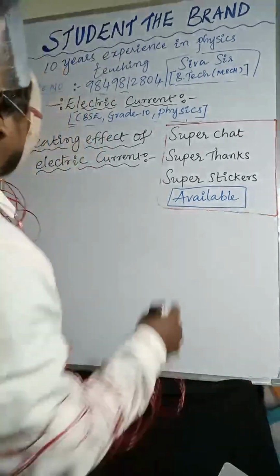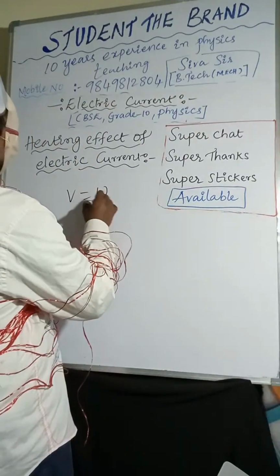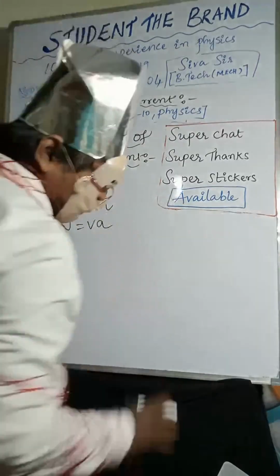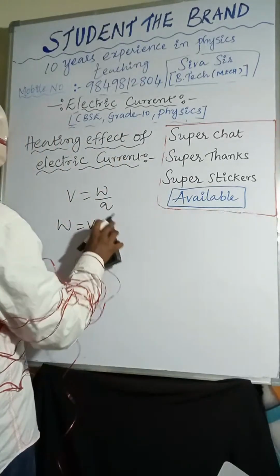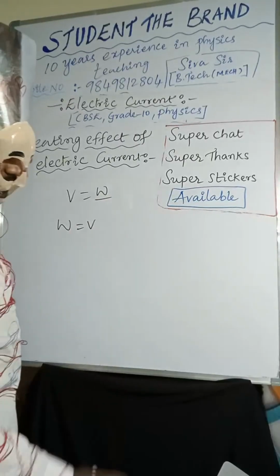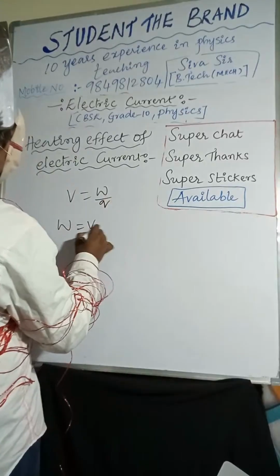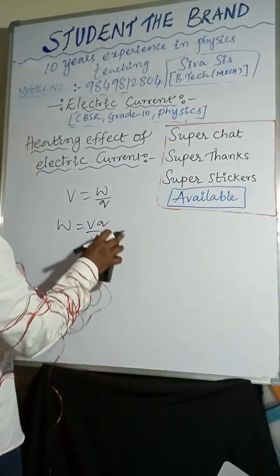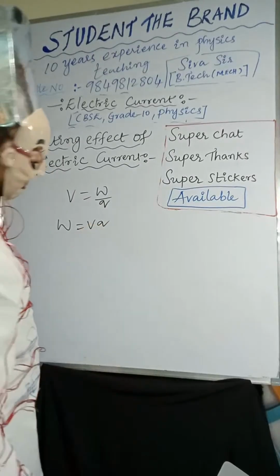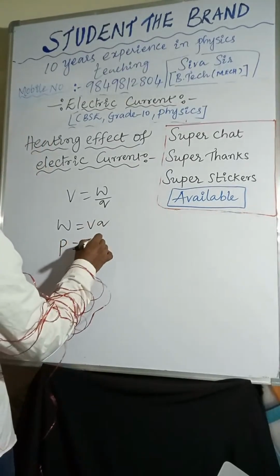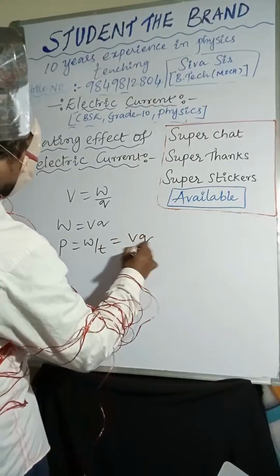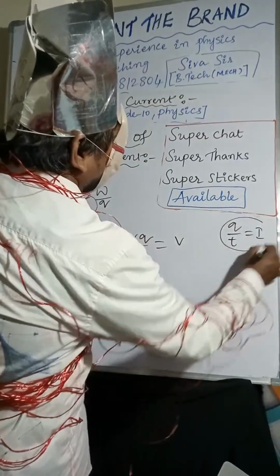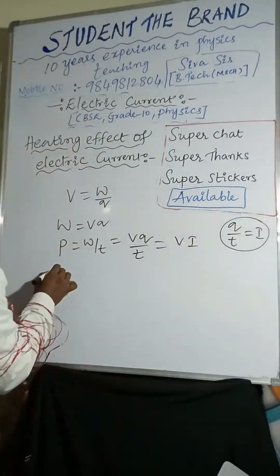Potential difference is equal to work done by charge. W equal to VQ. So power equal to rate of doing work, VQ by T, that is V into Q by T, and Q by T is nothing but I. So P equal to VI.